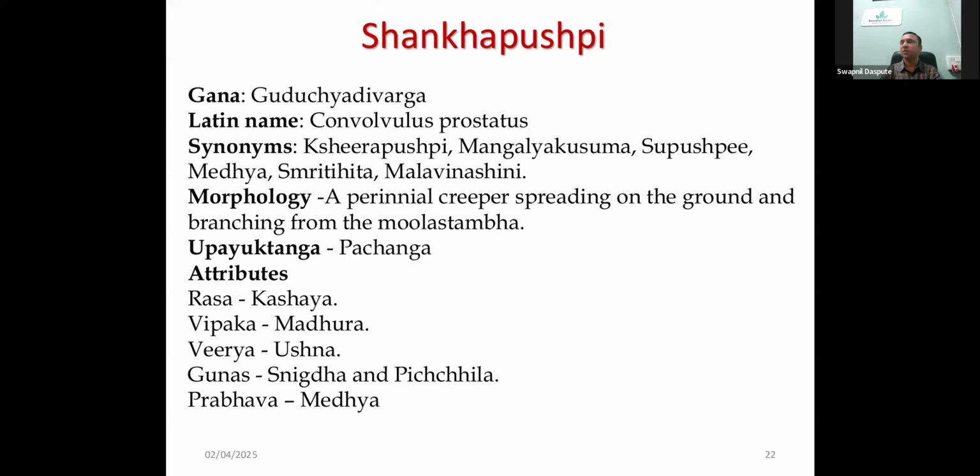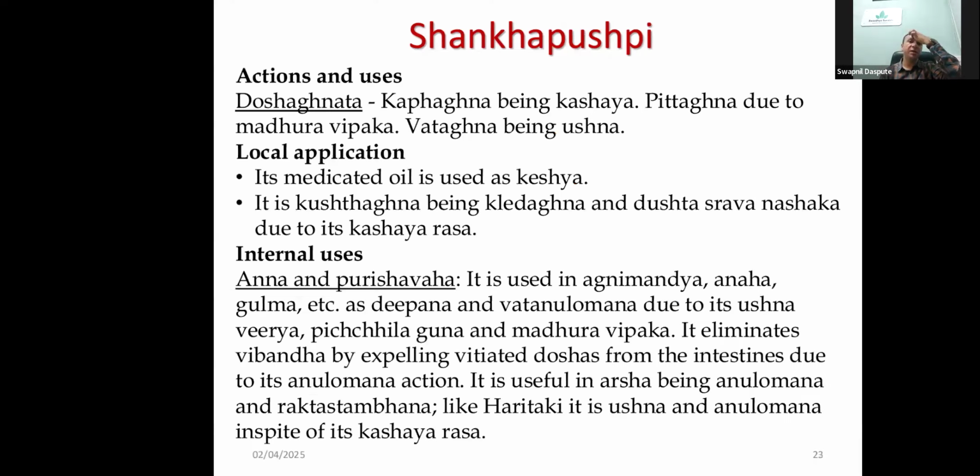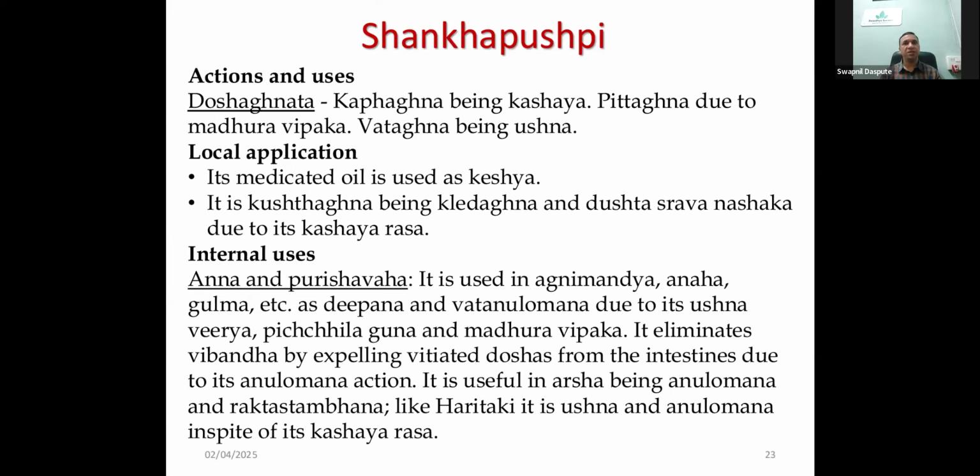Prabhava is Medhya. Now I think you've already studied a few herbs which have Medhya Prabhava. I will not ask questions now. It is your homework to study which herbs have Medhya Prabhava. Such herbs can be used together in conditions where you expect Medhya action, especially in children and in psychological disorders as well. Actions and uses: Doshaghnata. Kaphaghna being Kashaya, Pittaghna due to Madhura Vipaka, and Vataghna being Ushna. So this is Tridoshaghna. Shankhapushpi is a Tridoshaghna herb.